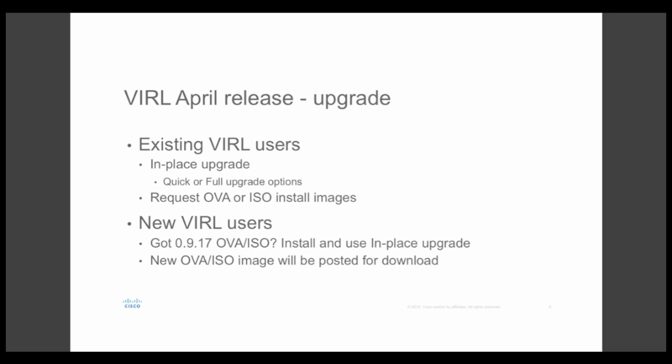So new users will be receiving the OVA and ISO. If you've just placed an order for it, that's what you're going to be receiving. If you've already got the 0917, you can, as I said, request an updated image and download that.